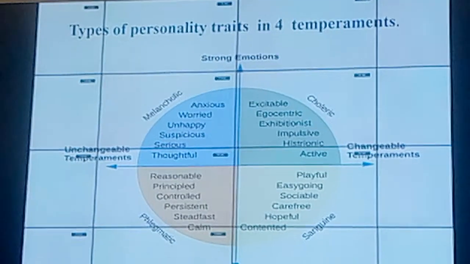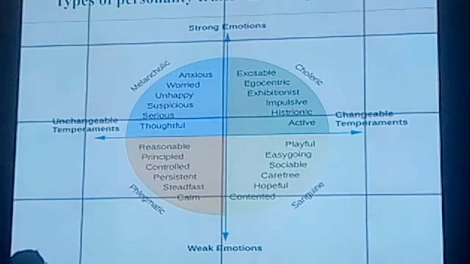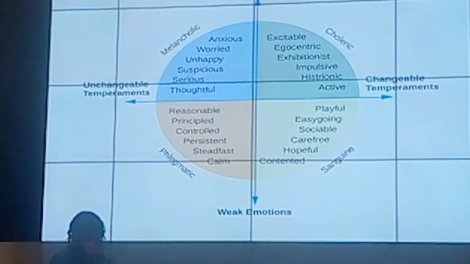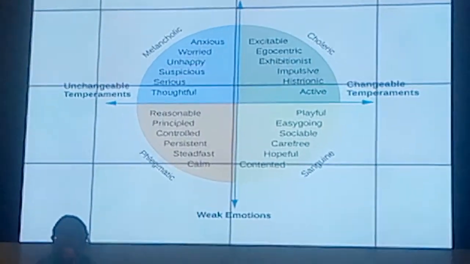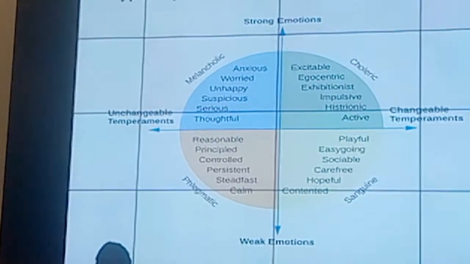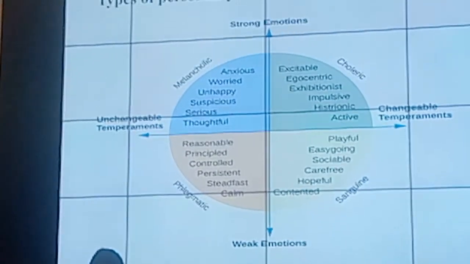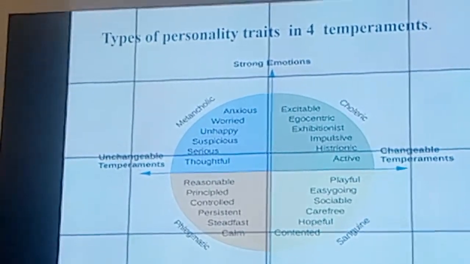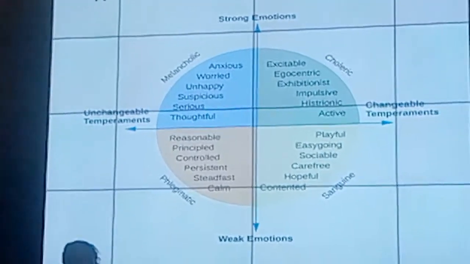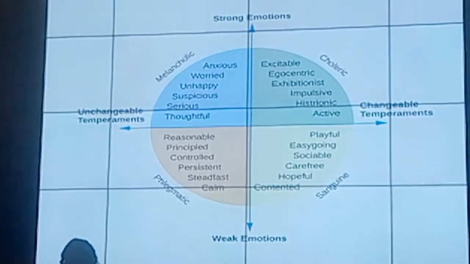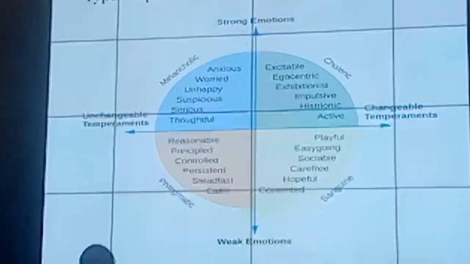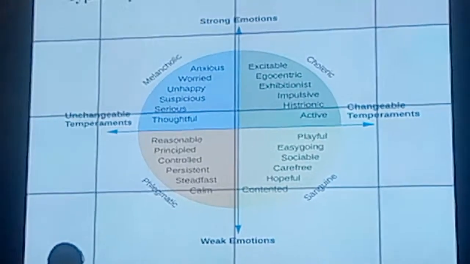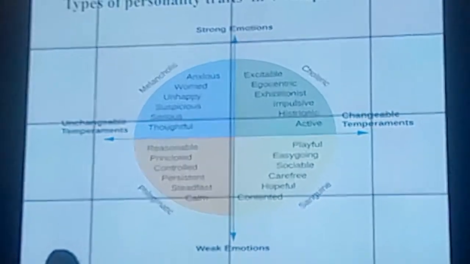Look at this diagram carefully, yeah? It has different temperaments with different types of personalities. We have the strong emotions with that axis upwards, and the downwards showing the weak emotions. We have the ones that are cutting across, unchangeable temperaments, and those that fall under changeable temperaments.